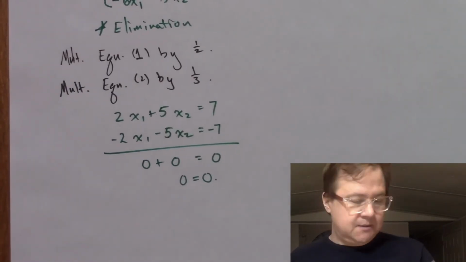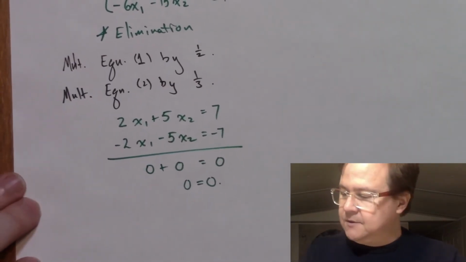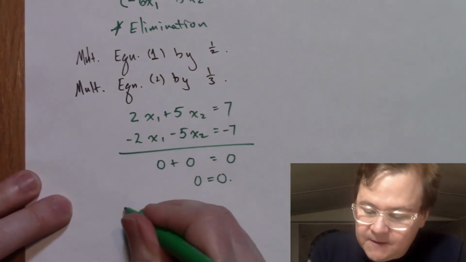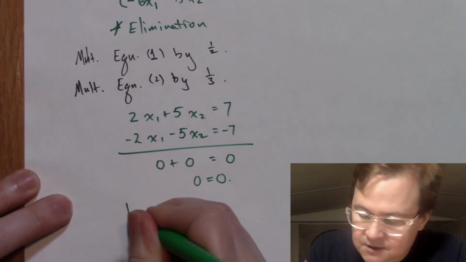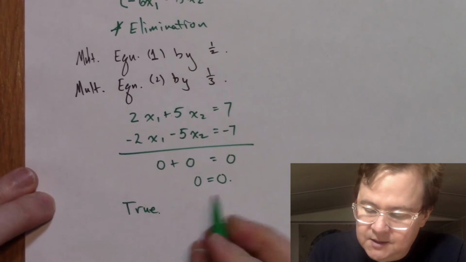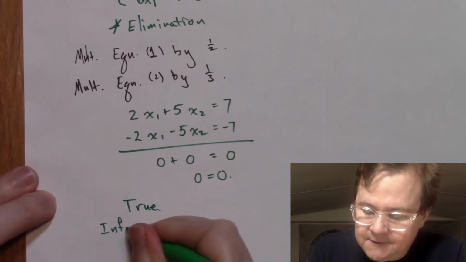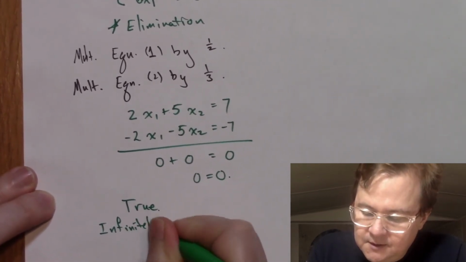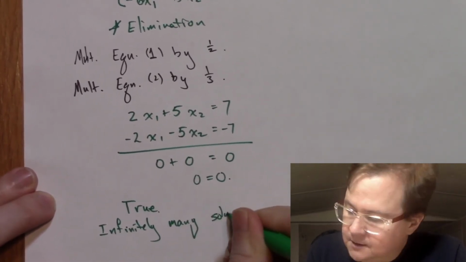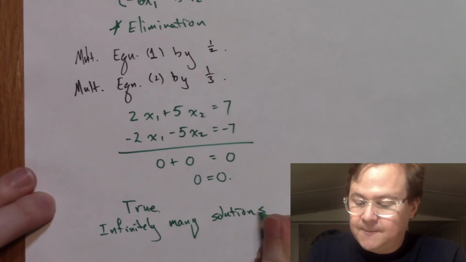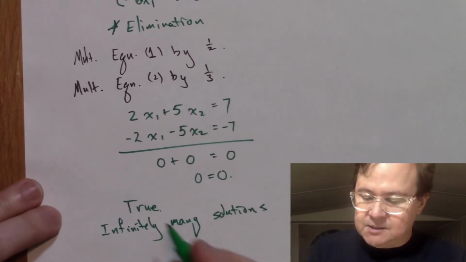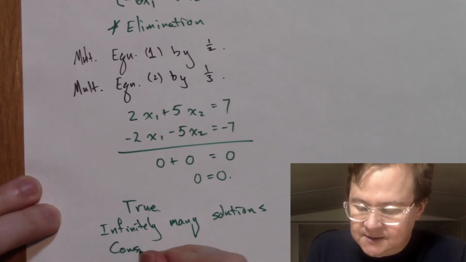In this case, we arrive with a tautology, which is true. In this case, we'd say that there are infinitely many solutions. And we would also say that the system of equations is consistent.